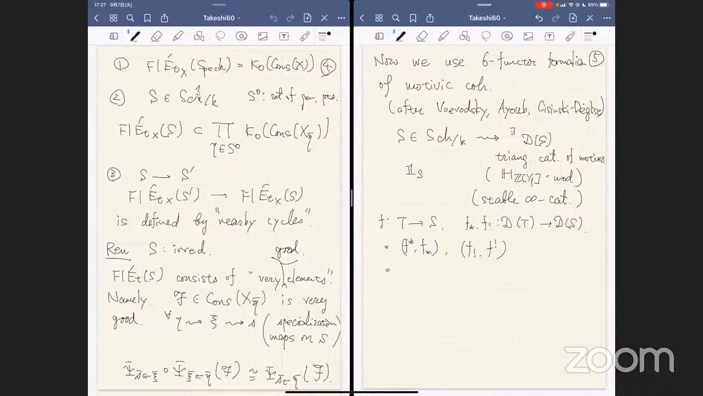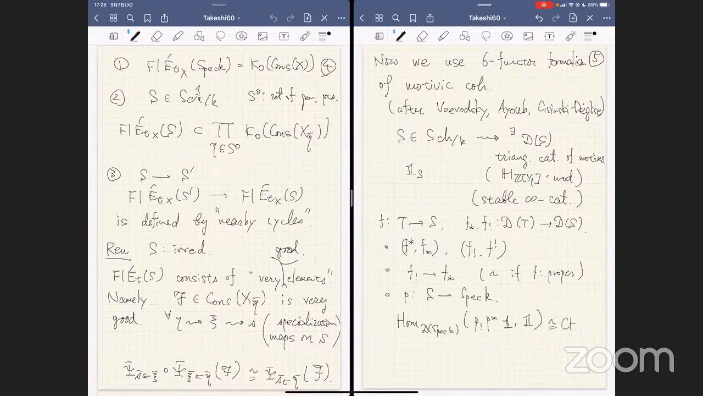And also I have the usual natural transformation for any f, and this is an equivalence if f is proper. And also, this is very important. If I have S, and if this is a structural morphism, then the Hom inside this, for S = Spec K, can recover the Chow group. The unit of Spec K is just denoted by 1. This is isomorphic to Chow zero of S, p inverted.